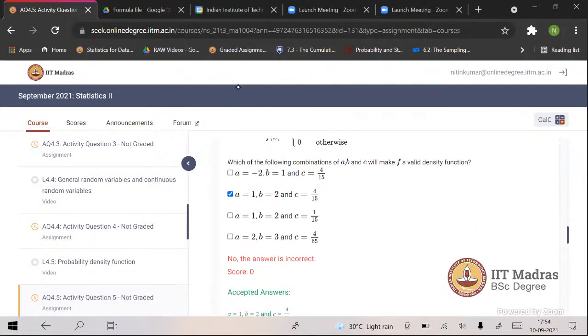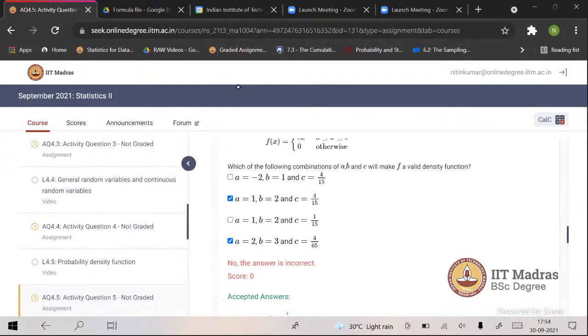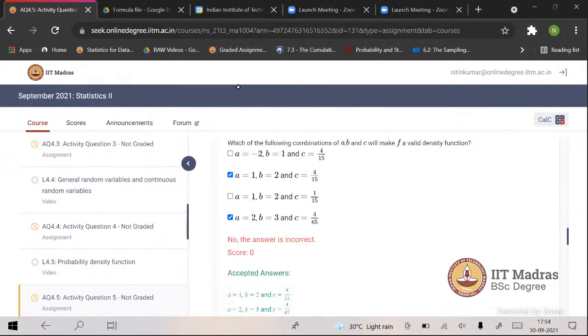The first is not true. The third one is not true because C comes out as 4 by 15. And for the fourth option, you need to check in the same manner. So for these combinations of A, B, and C, you will find f is a valid density function.